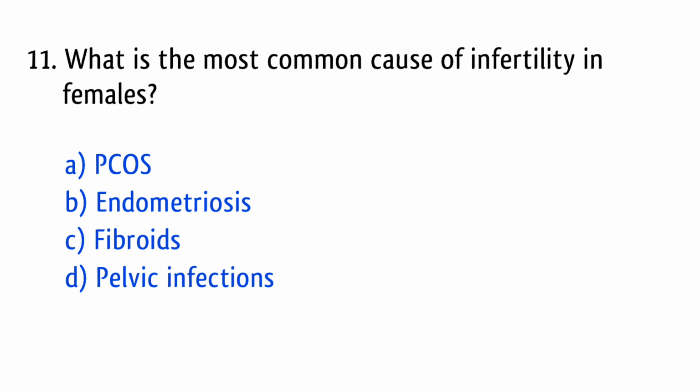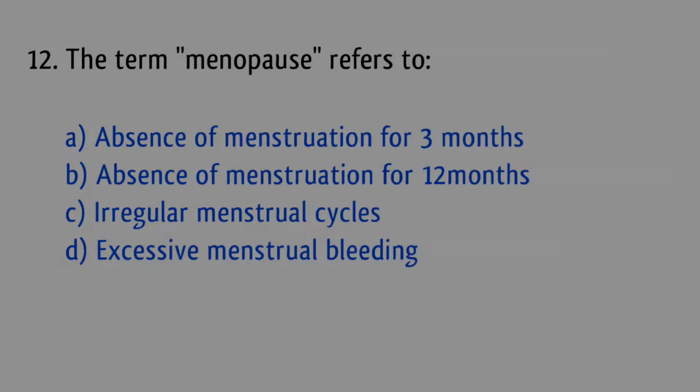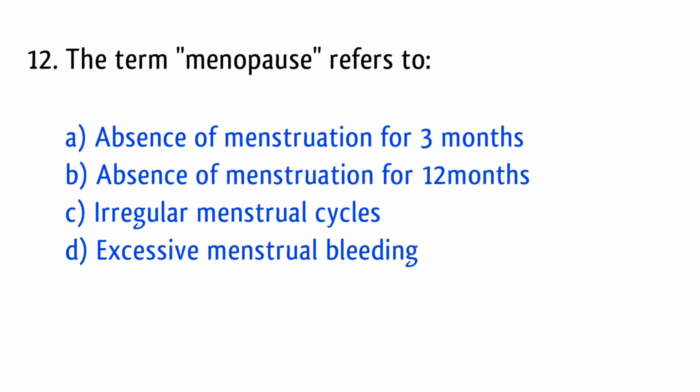Question number 11. What is the most common cause of infertility in females? The right answer is option A, PCOS, polycystic ovary syndrome. Question number 12. The term menopause refers to. The right answer is option B, absence of menstruation for 12 months.